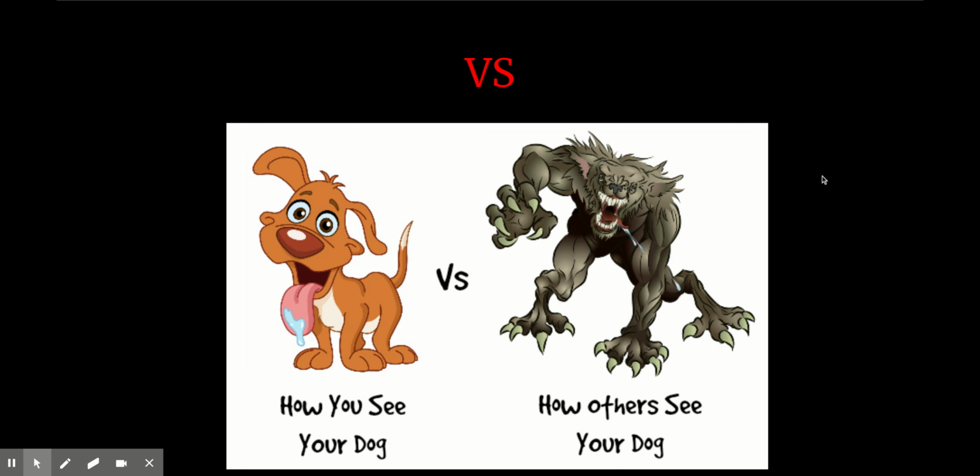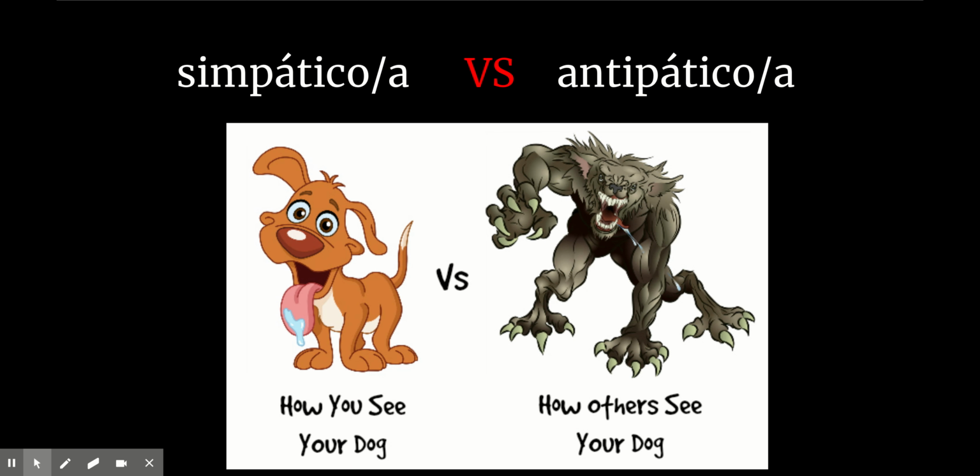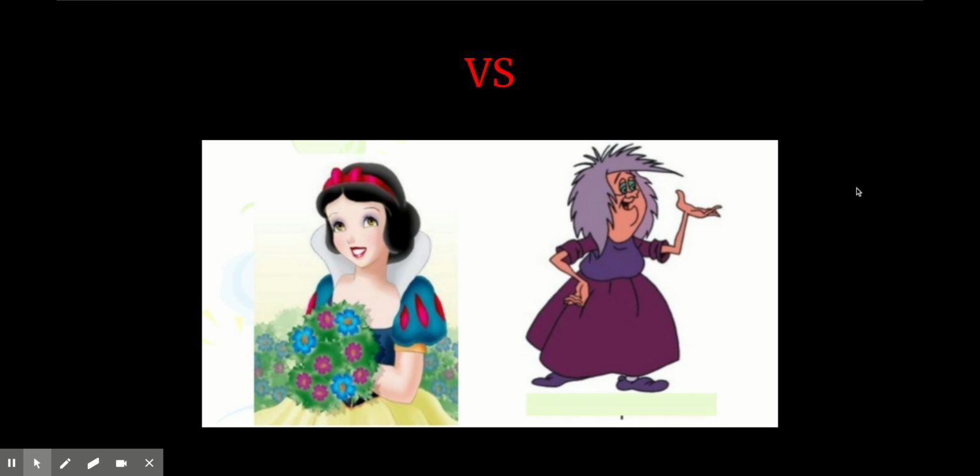Moving on. This is trying to be funny. It's kind of hard to do this one. So we have simpático versus antipático. Simpático means nice or kind. Antipático, mean. So again, simpático, notice the stress on the á here. I have to pronounce that strongly. Simpático, simpática, nice, versus antipático, antipática, mean. Nice versus mean.